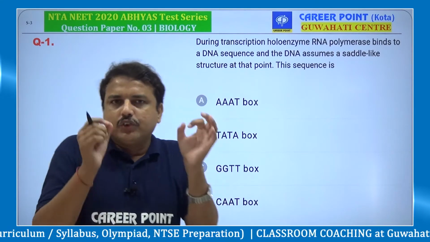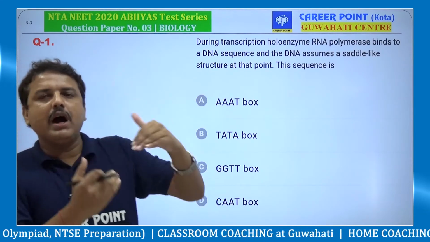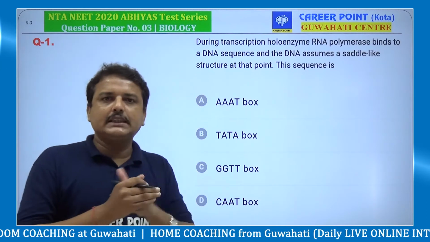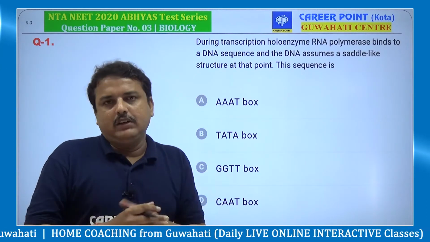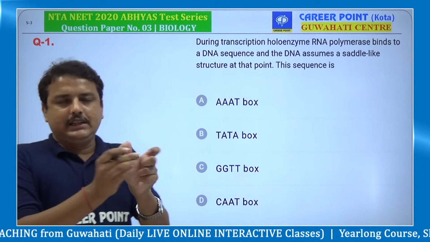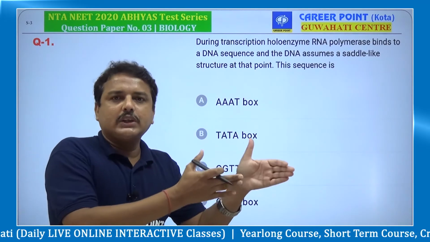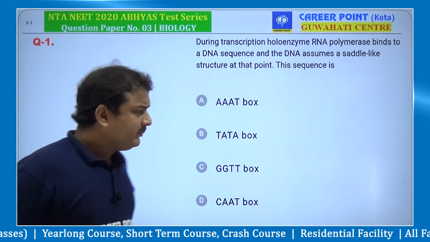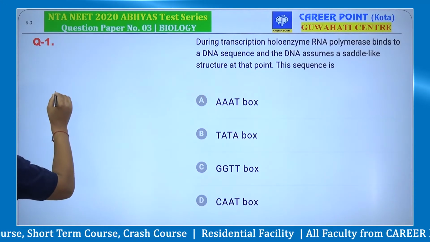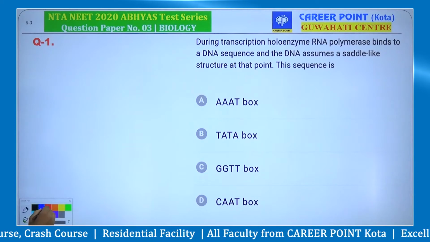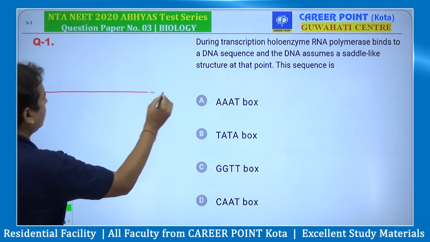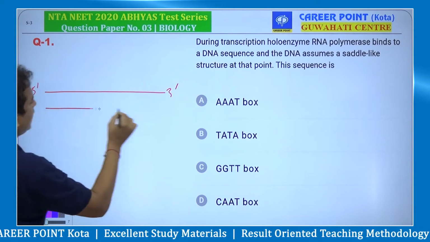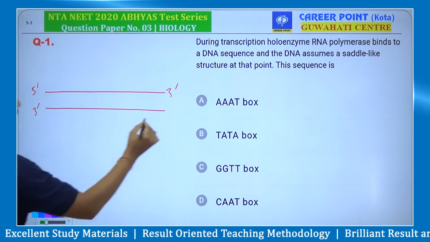As you know, there are three parts of the transcription unit: one is called the promoter site, then the structural site and the termination site. Clear? So the structural site is flanked by the promoter site as well as the terminator site. Now, what is that promoter site? Please remember, we studied this is 5 prime, 3 prime, one strand. This is the other strand, that is 3 prime, 5 prime.